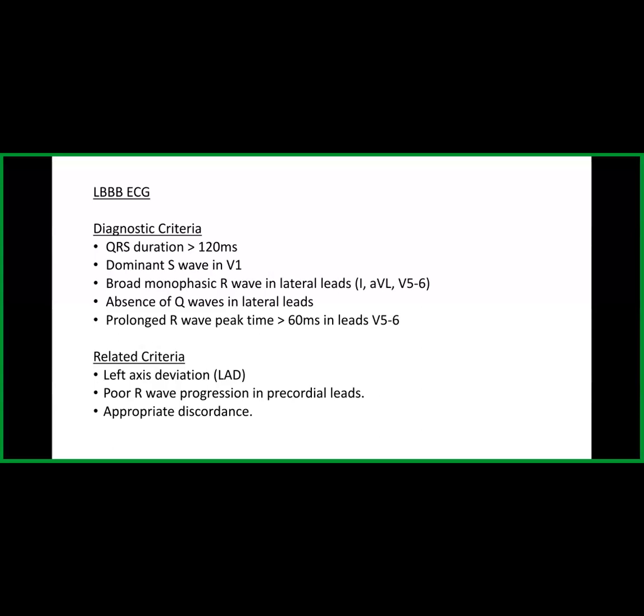We will also see a broad or monophasic, as we call it, or M-shaped R wave in the lateral leads of the ECG, the high lateral as well as the lower lateral leads. That's lead 1, AVL, lead V5 and V6. We will see an M-shaped or a monophasic type of R wave.